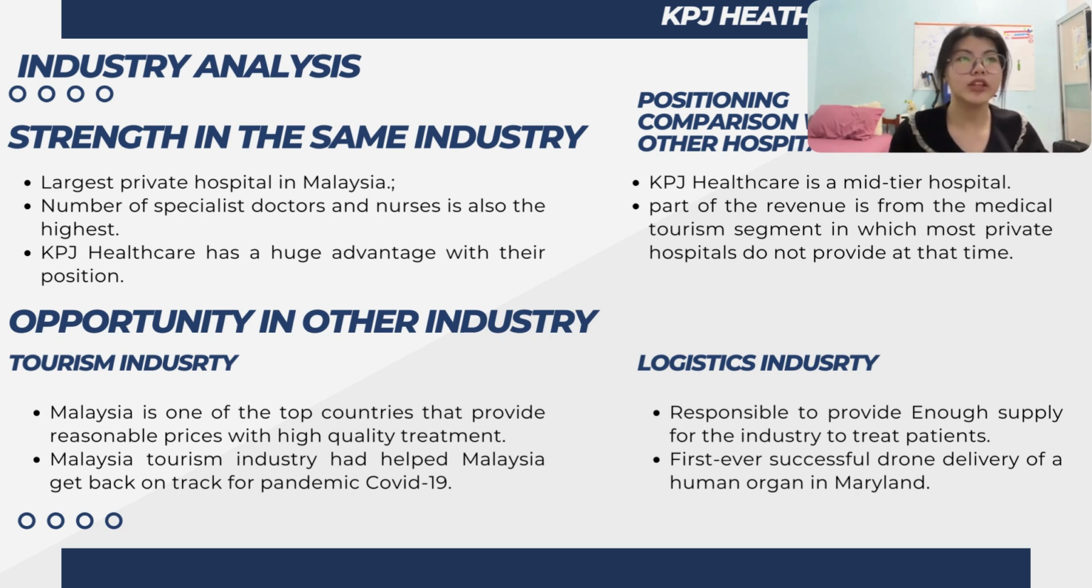As for positioning comparison with their hospital, KBJ Healthcare is a mid-tier hospital, which means they have the privilege to decrease their prices as their profit can be gained by a larger amount because of their number of hospitals around the world. This provides them the opportunity to gain more patients with their lower price and high quality treatment.